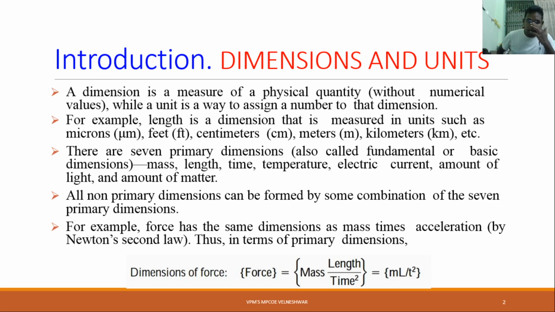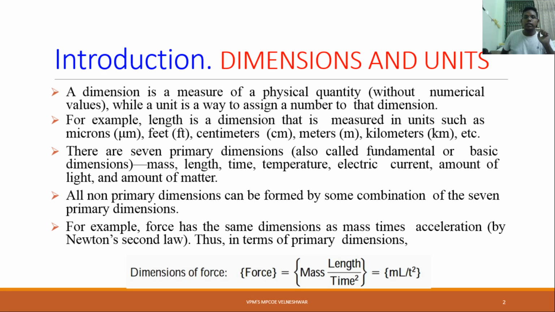There are 7 primary dimensions, called fundamental or basic dimensions. One is mass, in kilogram. Length, in meter; just now we saw meter, centimeter, feet, micron, kilometer. Next, time, in seconds, minutes, hours. Then temperature, like degree centigrade, electric current, amount of light, and amount of matter, which is also something like a unit.